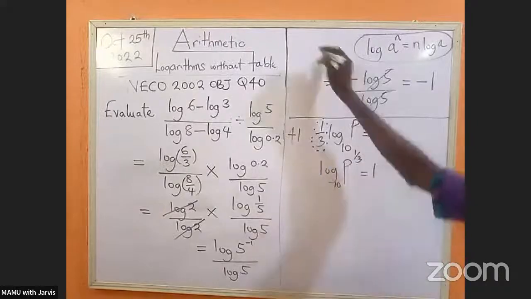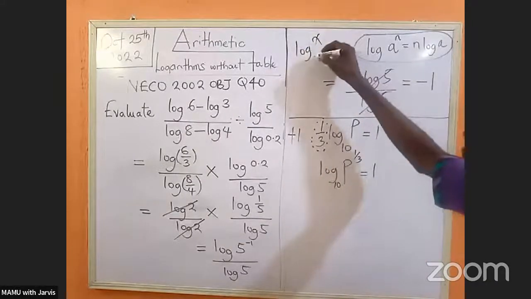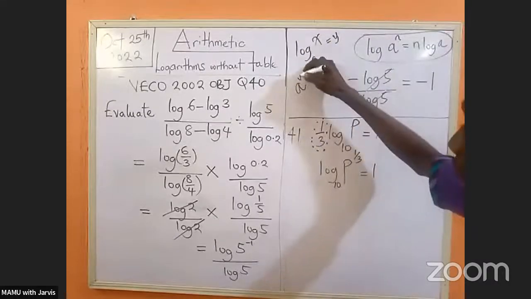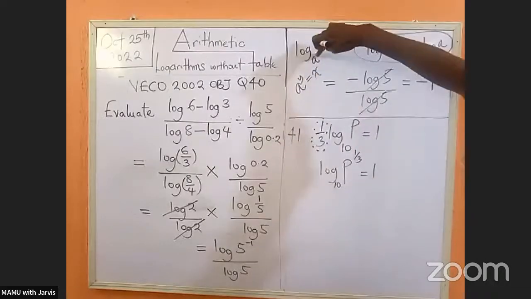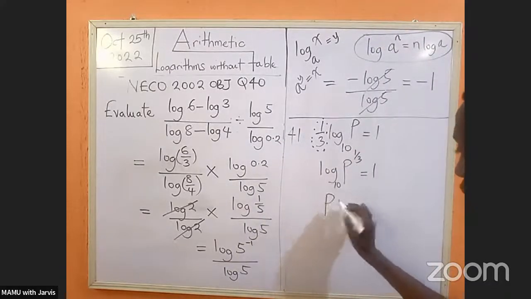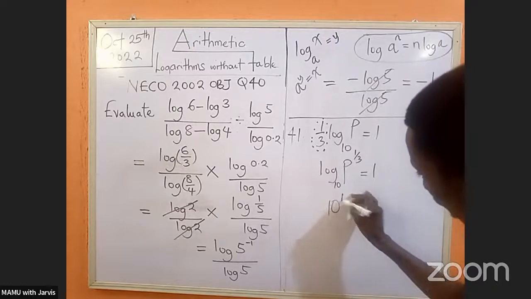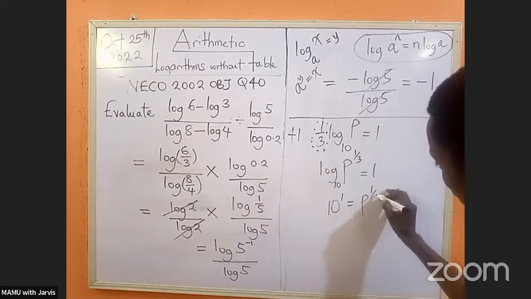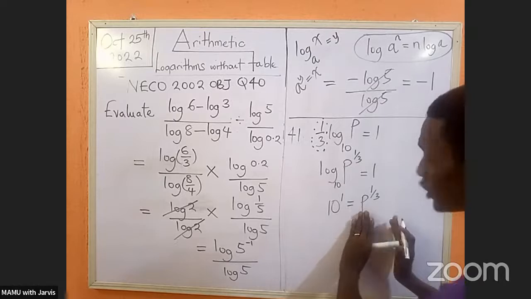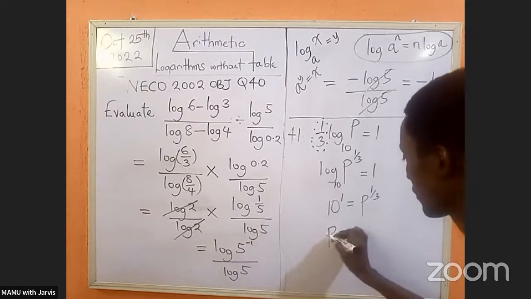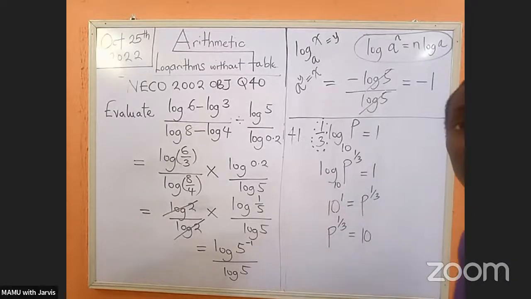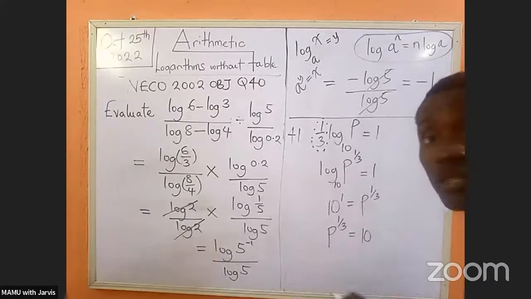Now at this point, remember we said that log x to a base equal to y will mean the base to the power equal to the number. So that's what I'm going to apply here, or let's write it in the way you can understand: 10 raised to the power of 1 will be equal to P raised to the power of 1/3. At this point, I can rewrite because the standard practice is that I must keep the unknown on the left-hand side. So that will be P raised to the power of 1/3 will be equal to 10. 10 raised to the power of 1 means 10.